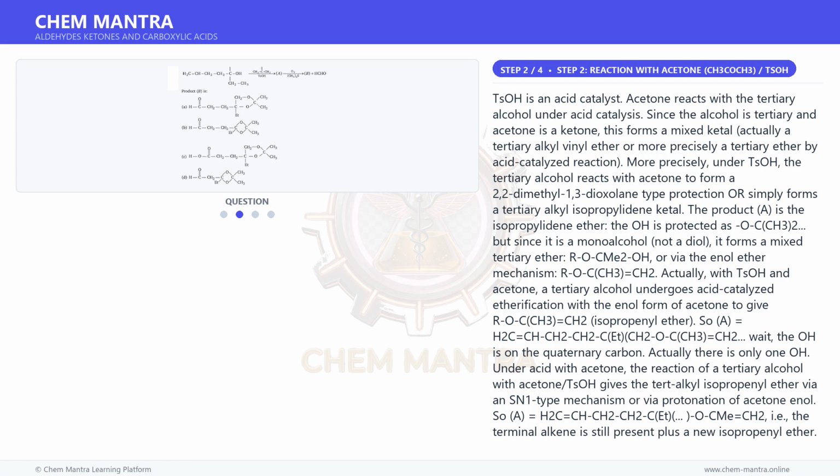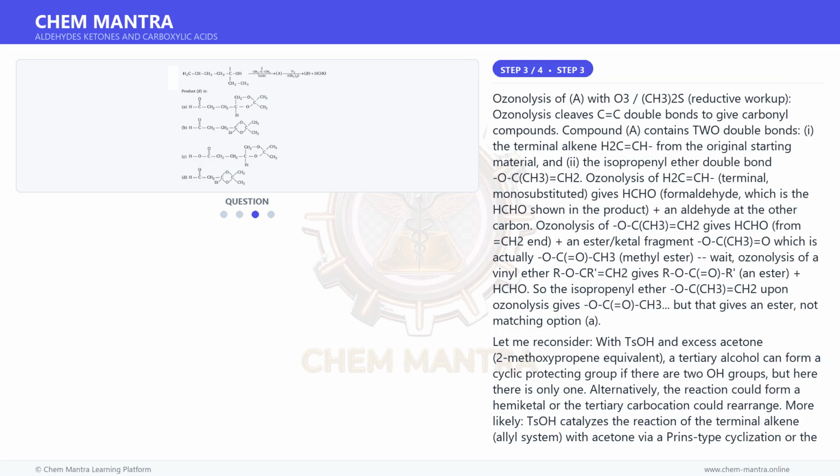So, A is H2C=CH-CH2CH2-C(Et)-O-C(CH3)=CH2. Wait, the OH is on the quaternary carbon. Actually, there is only one OH. Under acid with acetone, the reaction of a tertiary alcohol with acetone and TsOH gives the tert-alkyl isopropenyl ether via an SN1 type mechanism or via protonation of acetone enol. So, A is H2C=CH-CH2CH2-C(Et)-OC(CH3)=CH2, i.e., the terminal alkene is still present plus a new isopropenyl ether.